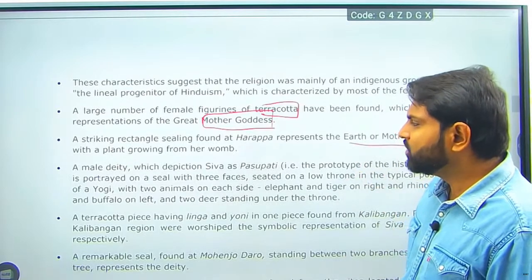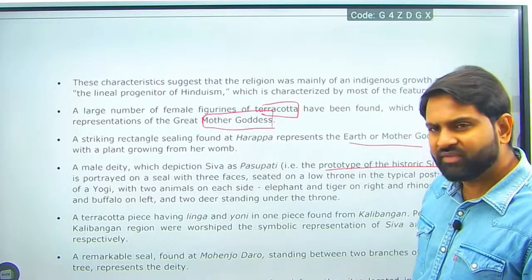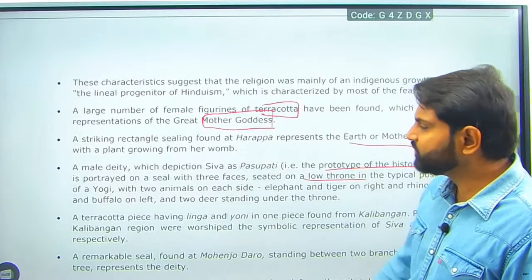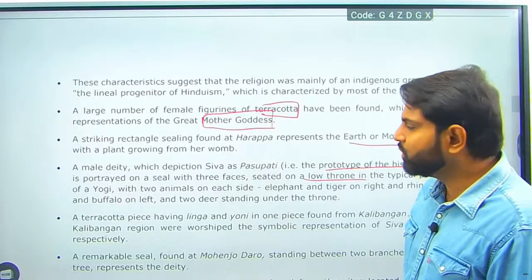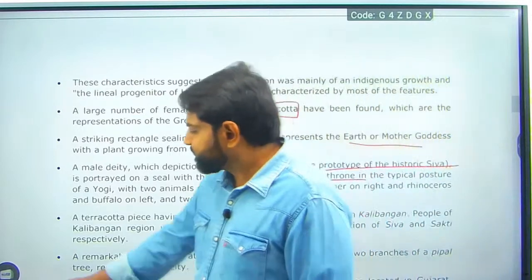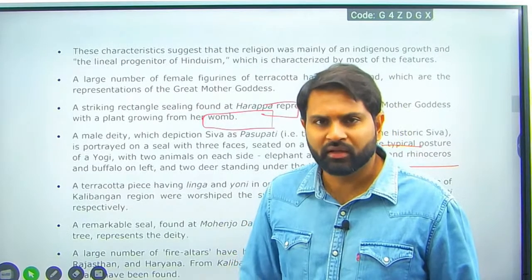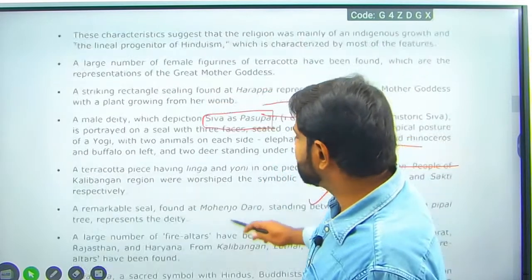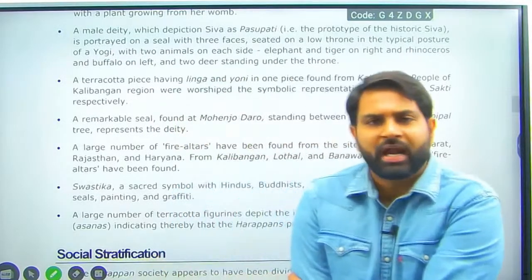A male deity, which is the depiction of Shiva or Pasupati, a prototype of historic Shiva, is portrayed in a seal with three faces, seated on a low throne in a typical posture of a yogi, right? So Padmasana we can call it, with two animals on each side, one elephant, the other one tiger on the right, and the rhinoceros and buffalo on the left, and two deer standing under the throne. So we can see maybe the power of domestication is the power of the people then. So might be it is depicting that they have domesticated all these animals, but surely they have knowledge about these animals. When you're talking about elephant, domesticating elephant is not an easy task. So maybe we're talking about that power, right?